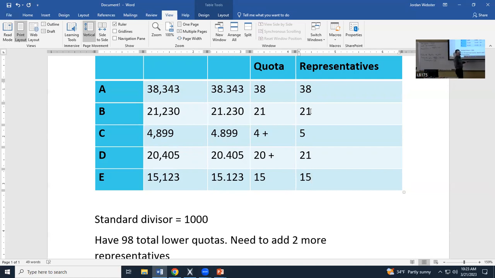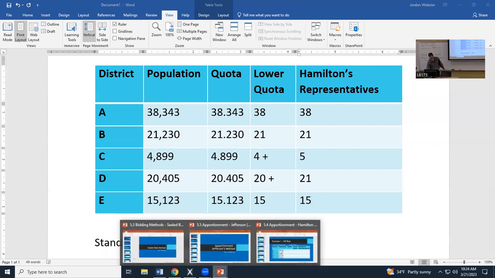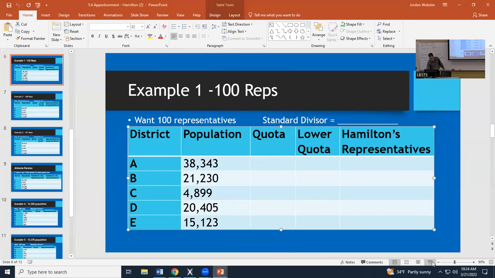See what I did there? On the allocations, I just added 2 more, and they went to the highest decimal that I lopped off. And so that's what Hamilton's method does. That's the essence of Hamilton's method. I calculate the standard divisor. I divide every district's population by the standard divisor. Give everyone the lower quota, and then ask how many more representatives do we need to add? And then we add those representatives to the biggest decimals that we lopped off. Is that right?